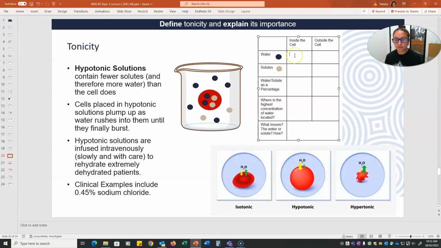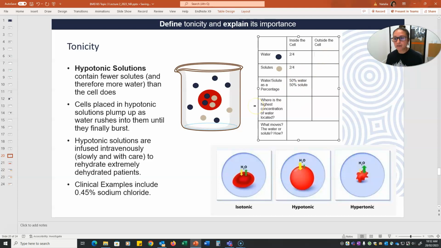Inside our beautiful red blood cell, we have 2 out of 4 and 2 out of 4. So that means, again, we have 50% water and 50% solids. Okay, let's have a look at outside.